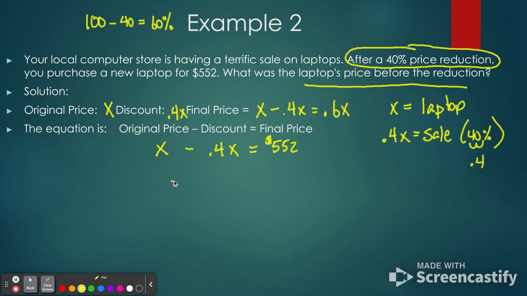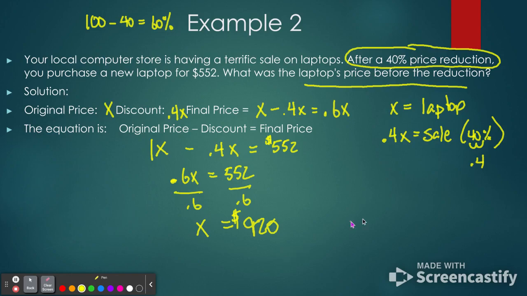I already did a little bit of math there. We find that's 0.6x, because this is 1x, take away 0.4 is 0.6, is equal to 552. We divide by 0.6 to get x by itself. I grab my trusty calculator, take 552 divided by 0.6, and find that the original price of this computer was $912. The last step is to check my work.